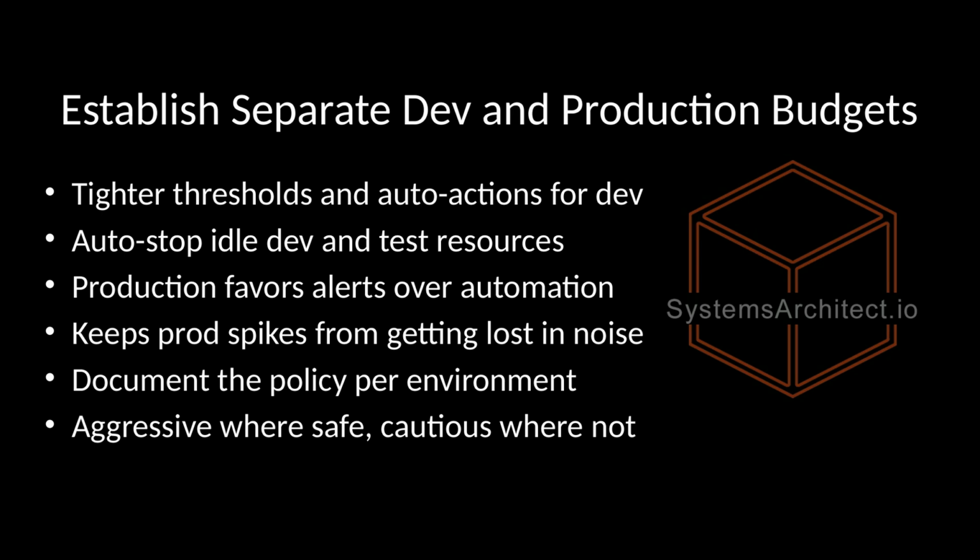8. Establish separate development and production budget strategies. Give non production environments tighter thresholds and more aggressive automated actions like scheduled shutdowns. Production budgets should favor conservative, review first thresholds instead of automation that could interrupt live traffic. This split lets you be aggressive where it's safe and cautious where it's not.